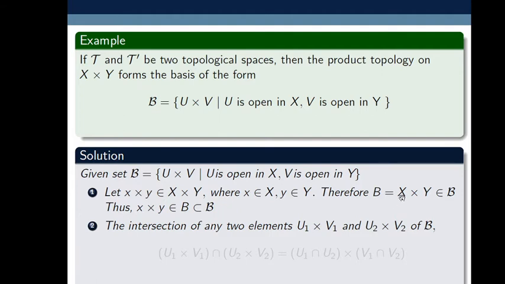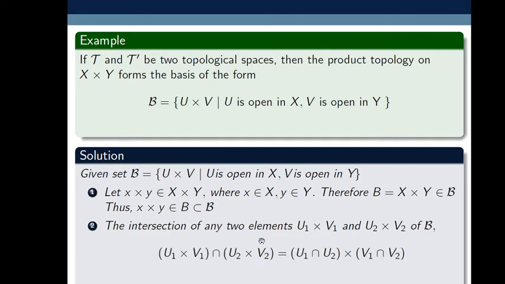But this Cartesian product X, Y contains the element small x, small y. So this element also belongs to B and B is contained in script B. So the first condition for the basis is satisfied. The first condition for a basis was, for x belongs to X, there exists a basis element B such that x belongs to B and B is contained in that set, script B. So the first condition is satisfied.